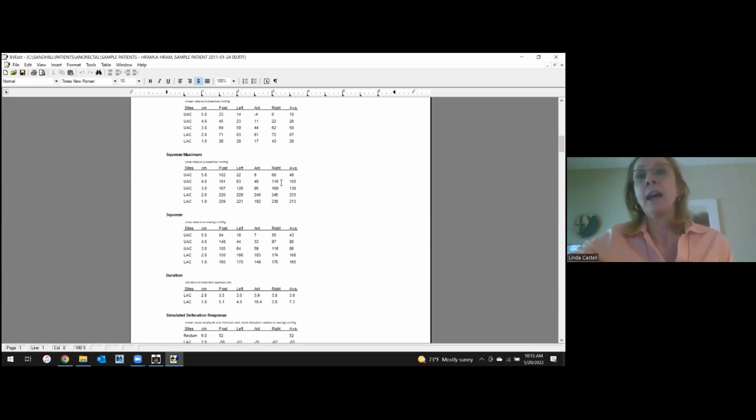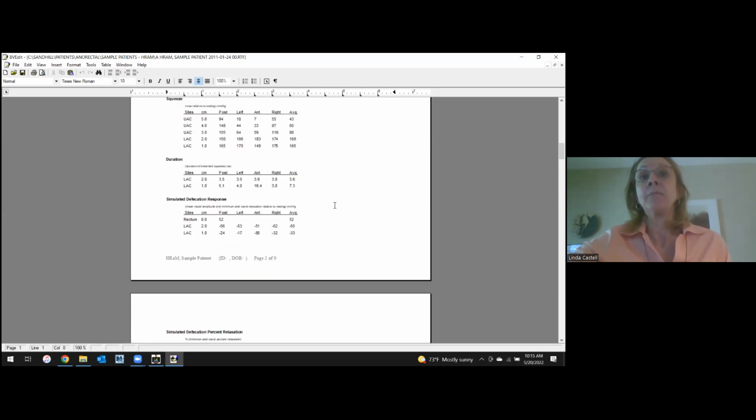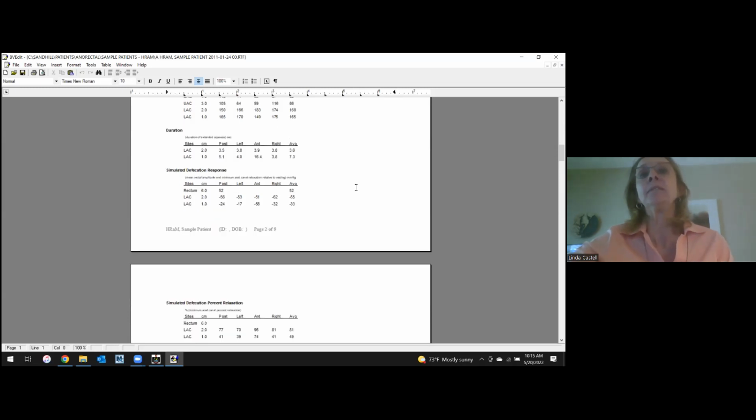If your patient had fecal incontinence, you'd also look at maximum squeeze. It should be greater than 100, and again, it should be symmetrical. You would look at squeeze duration. Is it that they cannot hold it long enough to get to the toilet?